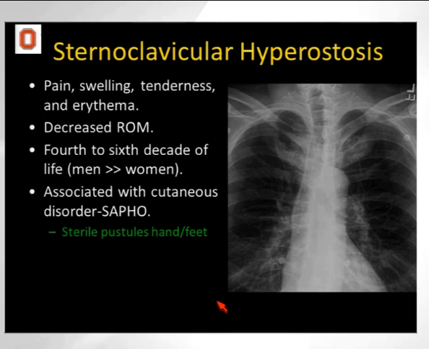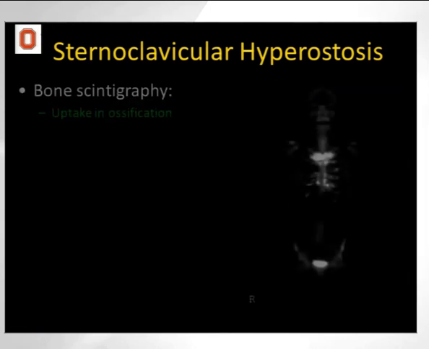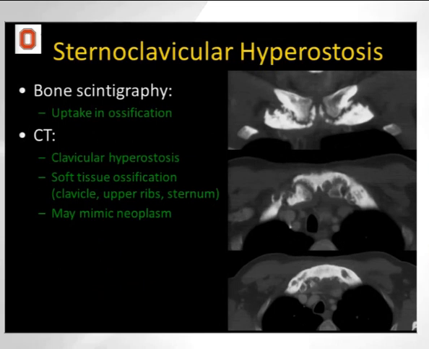Now, other miscellaneous injuries or conditions that can cause pain include sternoclavicular hyperostosis. Not that common, typically seen in men in their middle to elderly stage of life, and often associated with SAPHO, and we're going to talk about that in a little bit. But these patients come in with pain and swelling, and the key finding is hyperostosis of both the sternum and the clavicle, as well as joint space narrowing. Bone scan will be positive, and CT is usually diagnostic.